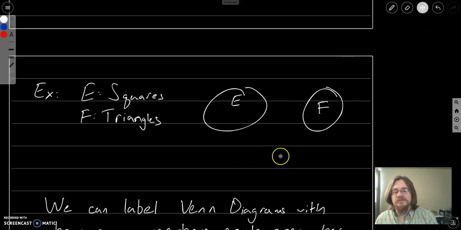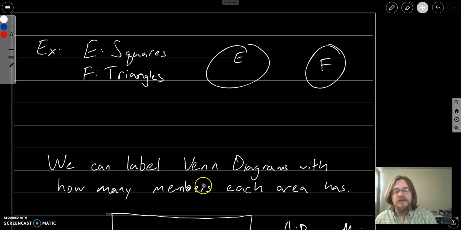The last thing that we'll do is we can start to label Venn diagrams with how many members are going to be in each area.